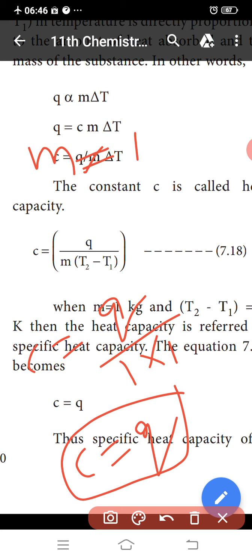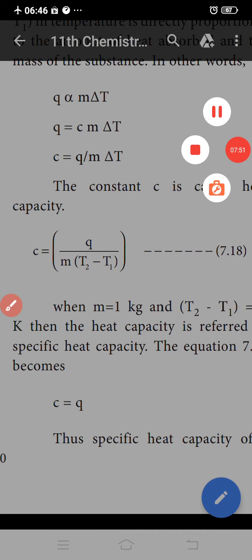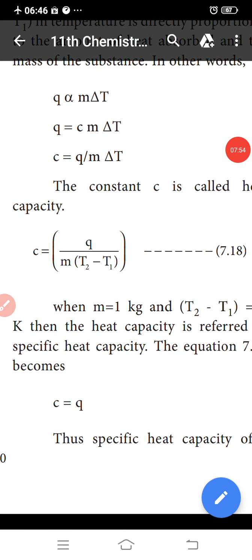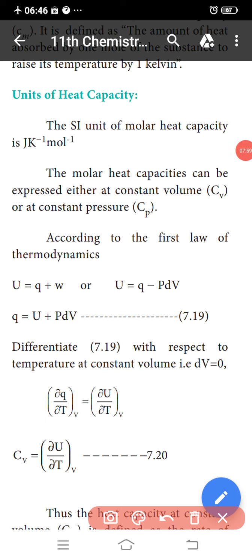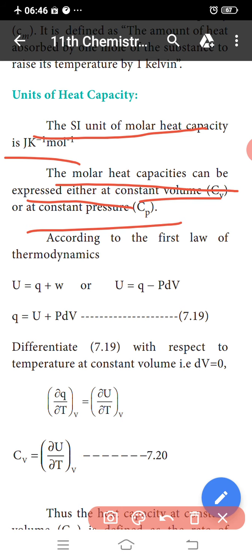The heat capacity for 1 mole of substance is called molar heat capacity. It is defined as the amount of heat absorbed by 1 mole of substance to raise its temperature. The next one, discuss the unit of heat capacity. The SI unit of molar heat capacity is joule per Kelvin per mole. The molar heat capacity can be expressed either at constant volume, Cv, or at constant pressure, Cp.